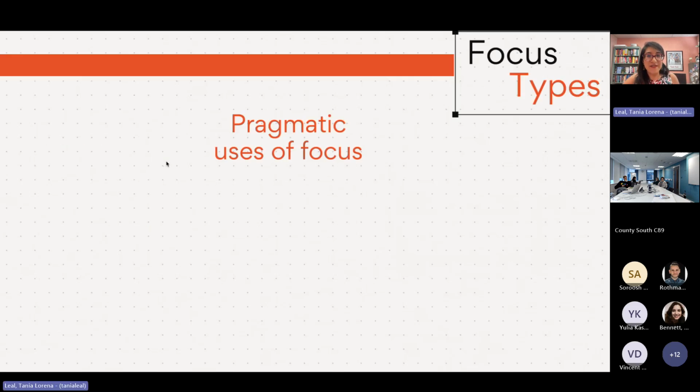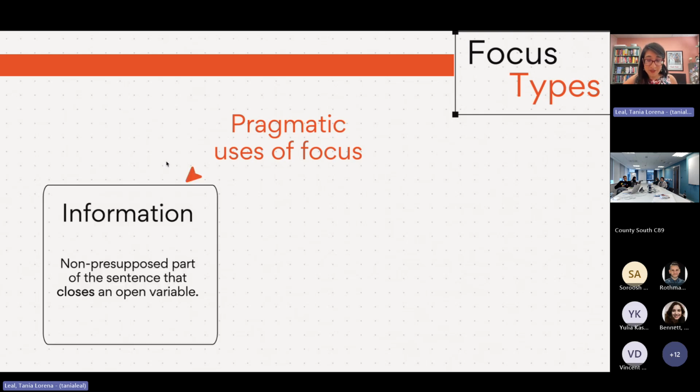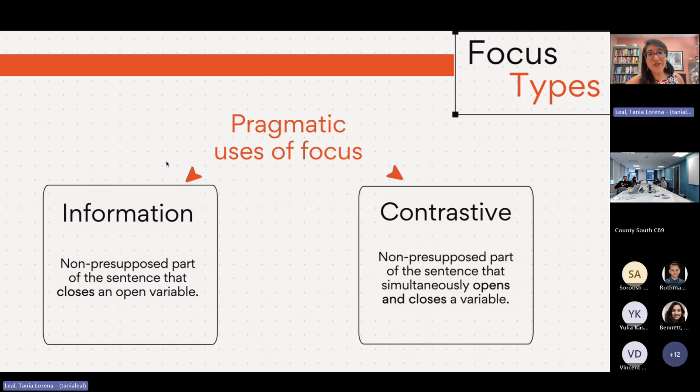So far we've seen that focus highlights what's new or relevant, but not all focus is created equal. Broadly speaking, we can distinguish between two main types of focus, or pragmatic uses of focus: information focus and contrastive focus. Information focus fills a gap. So when we had "what did you get?", or "what did you order?", the answer, pozole, is the element that fills the gap, the variable that's open.